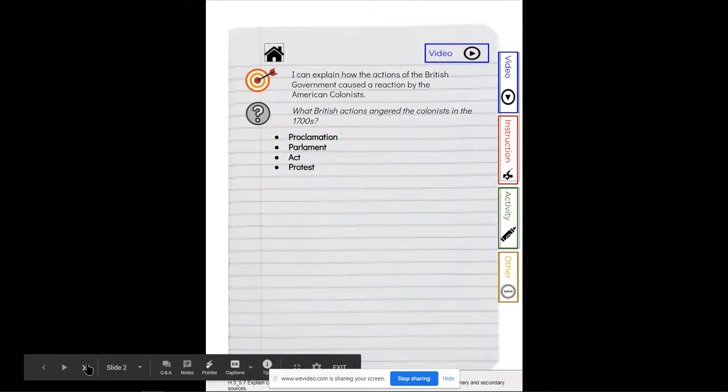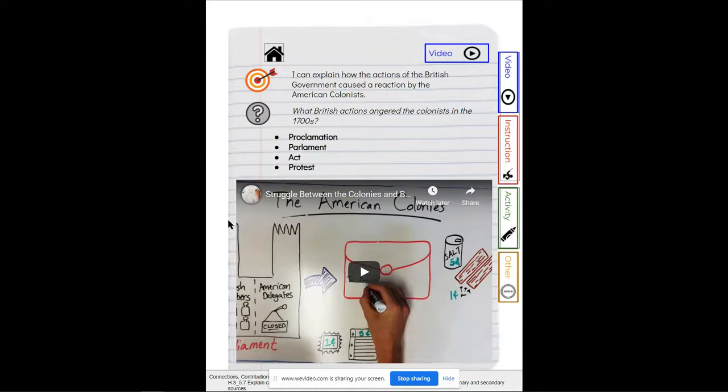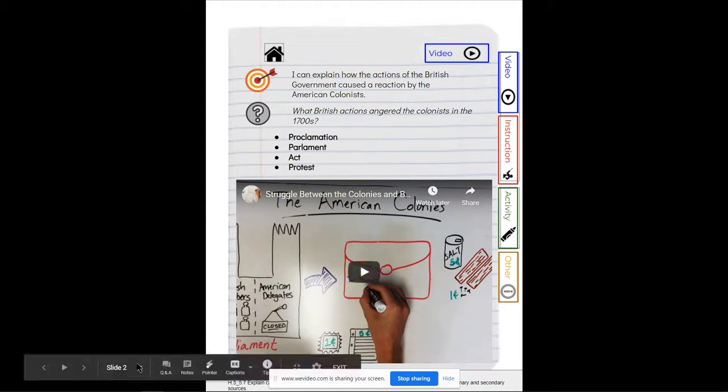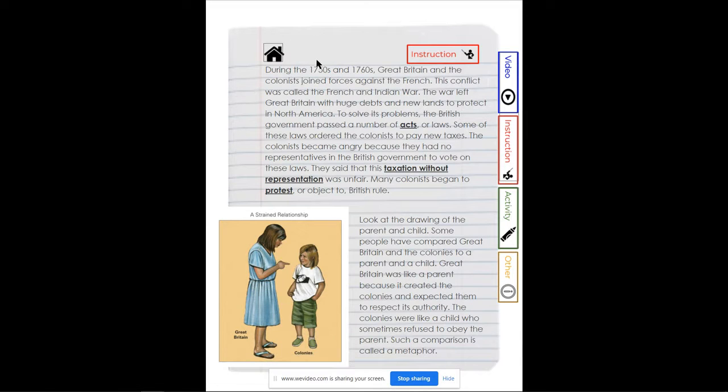So your goal is you can explain how the actions of the British government caused a reaction by the American colonists. Your driving question is, what British actions angered the colonists in the 1700s? So this video gives you great background information about the struggle between the colonies and Britain. Your instruction starts on page 3.